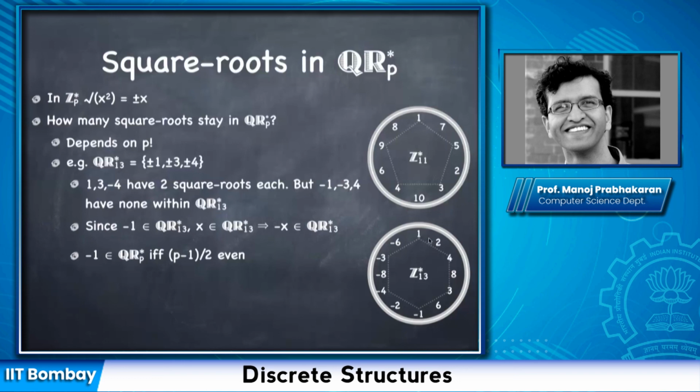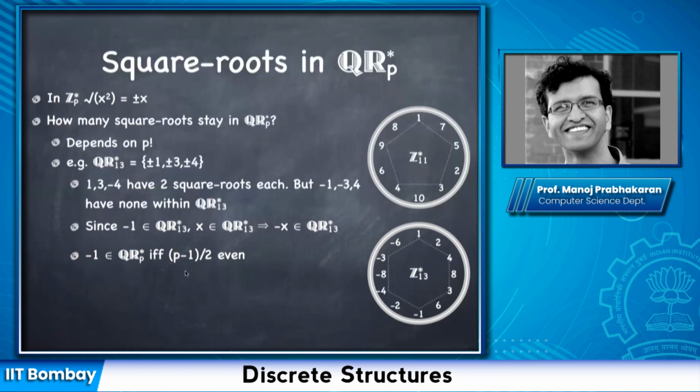Well, exactly when P minus 1 over 2 is even. So in this case, P minus 1 over 2 is 5, and that's odd. And that's why you skip 5, right? You are here at G to the 4 and G to the 6. So G to the 5 you skip. Whereas here, this is G to the 6. So minus 1 is part of QRP star, and that depends on whether P minus 1 over 2 is even or odd.